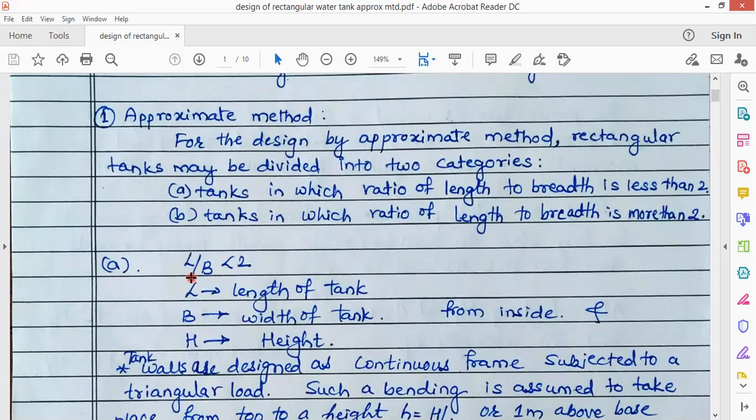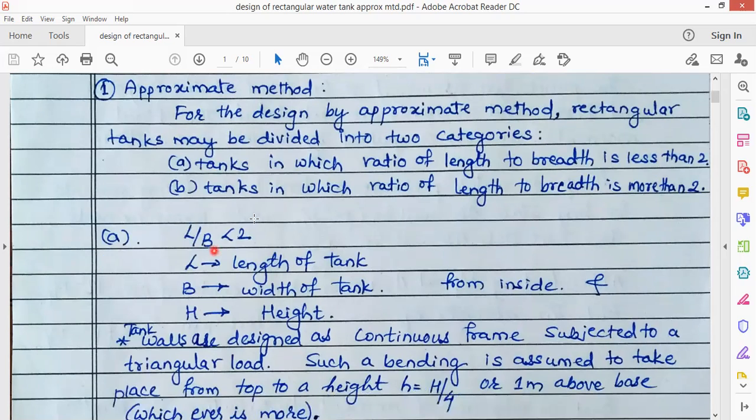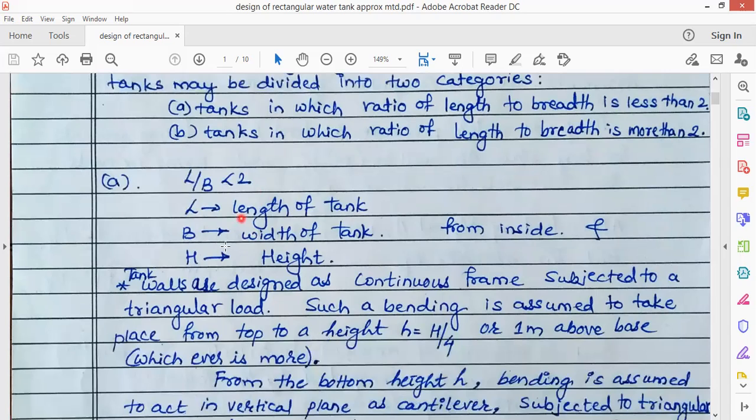The approximate method. For the design by the approximate method, the rectangular tank may be divided into two categories, based mainly on the ratio of length to breadth, whether L by B is less than 2 or greater than 2. The first is length to breadth ratio less than 2, where L is the length, B is the width, and H is the total height from the inside measurements.